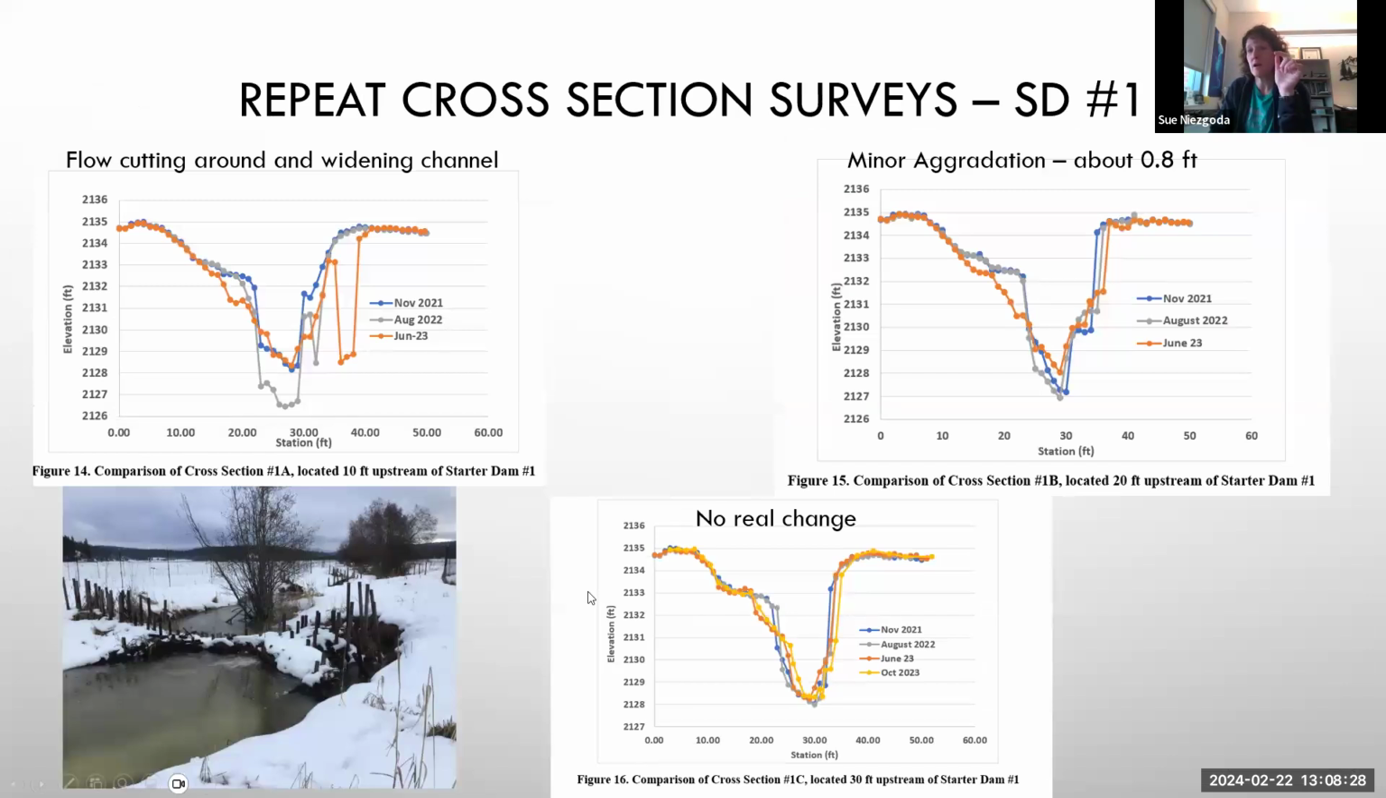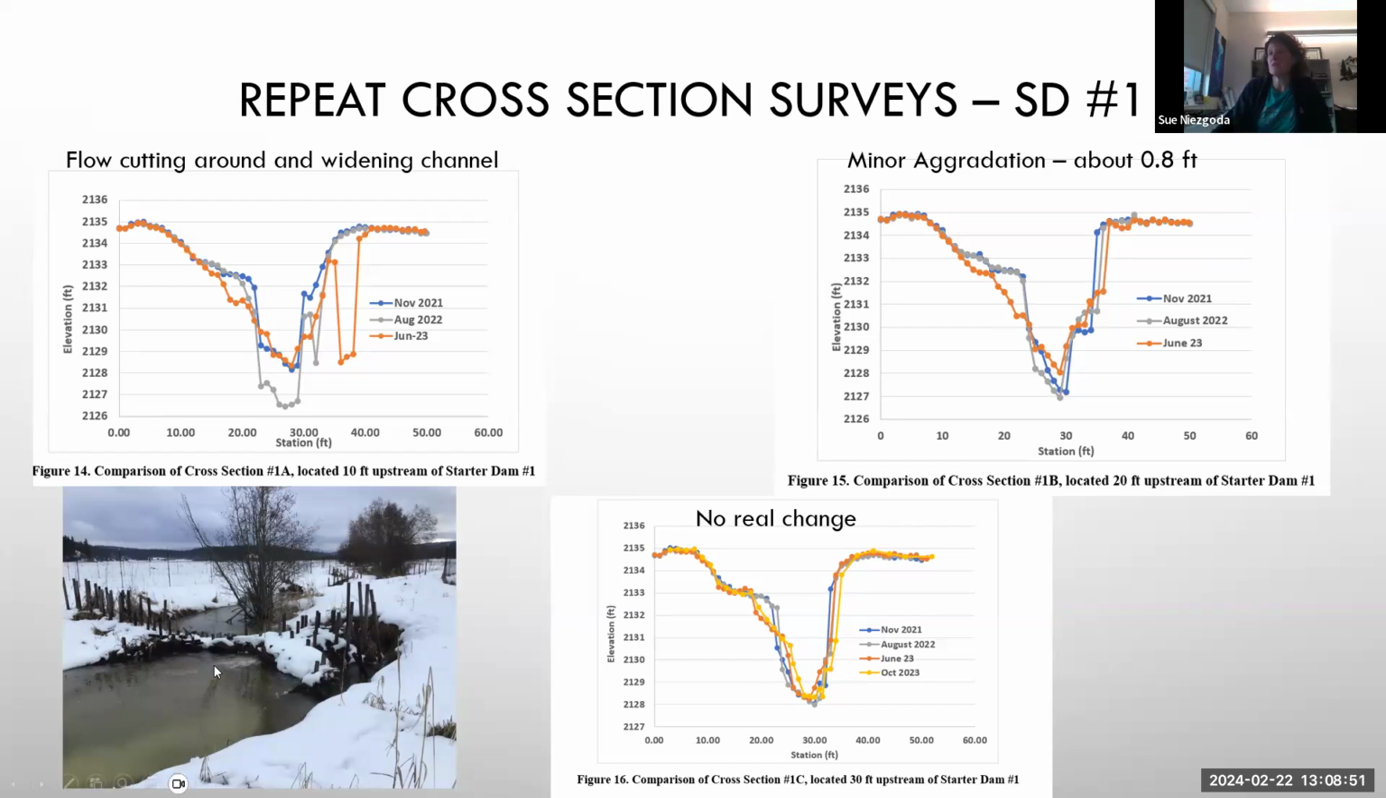We've also gone out and done repeat cross sections. So we have 3 standard cross sections located about 10 feet, 20 feet, and 30 feet upstream of each starter dam with rebar that are permanent out there, so we can go out and repeat survey the channel bed elevation and the floodplain elevation, right? The entire channel cross section repeatedly at the same location over time.